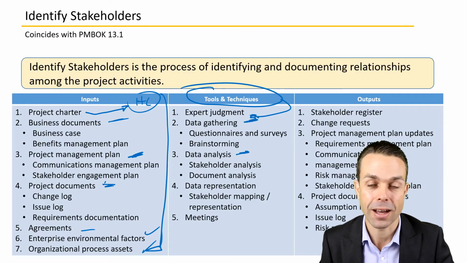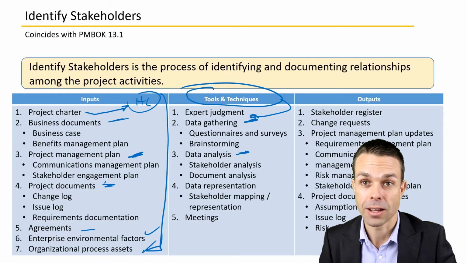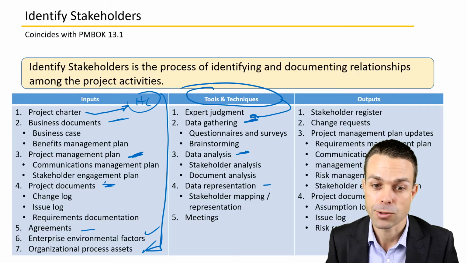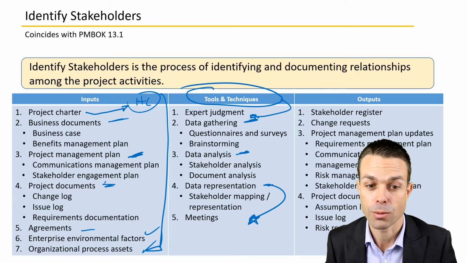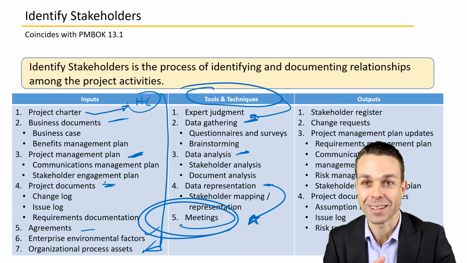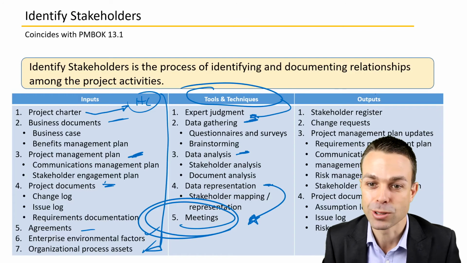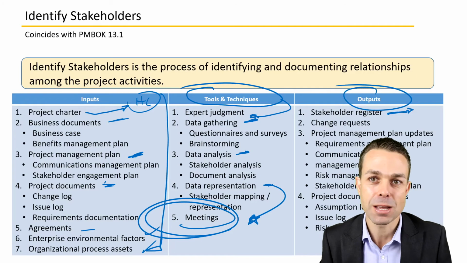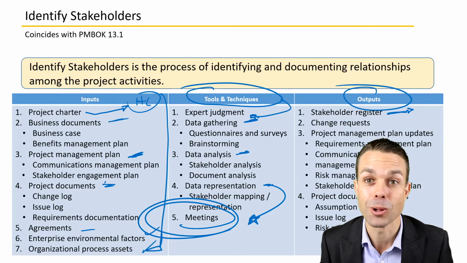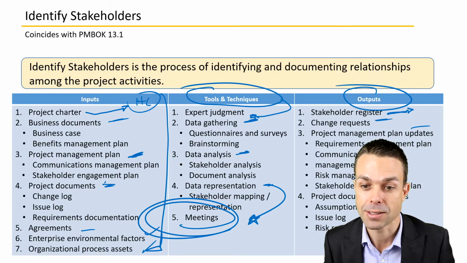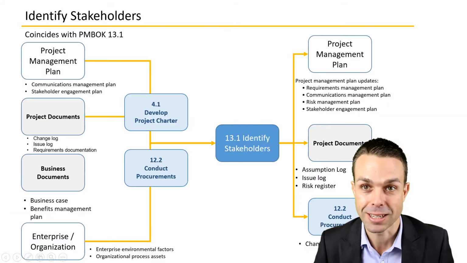How are they tracking? Are they with us or are they against us? Are they neutral? Are they resistant or are they supportive? Data representation, so maybe we can put that into a nice visual, a stakeholder mapping or a representation, and meetings with stakeholders to tie everything together as usual. Outputs that we will see are our stakeholder register, a nice neat table of all of our stakeholders so we know who's involved. Change requests if necessary, project management plan updates, and project documents updates too.